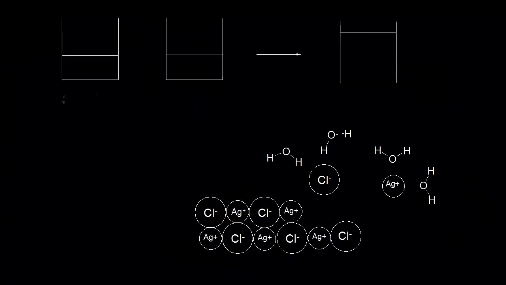Now let's say we have one beaker that contains a solution of NaCl. So an aqueous solution of NaCl has sodium cations in solution and chloride anions in solution. And let's say we have another beaker that contains a solution of silver nitrate, which is AgNO3. So an aqueous solution of silver nitrate means we have silver cations in solution, Ag+, and nitrate anions, NO3-.